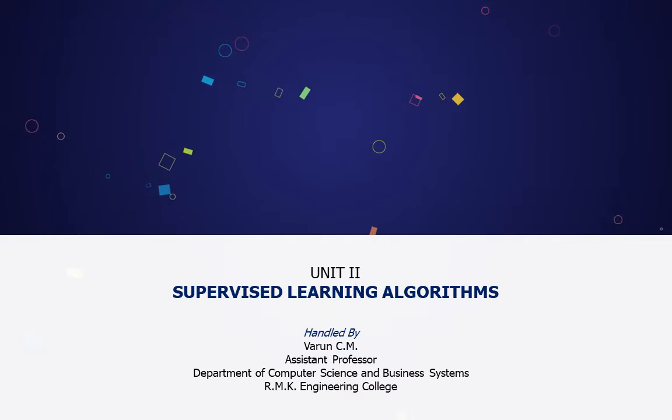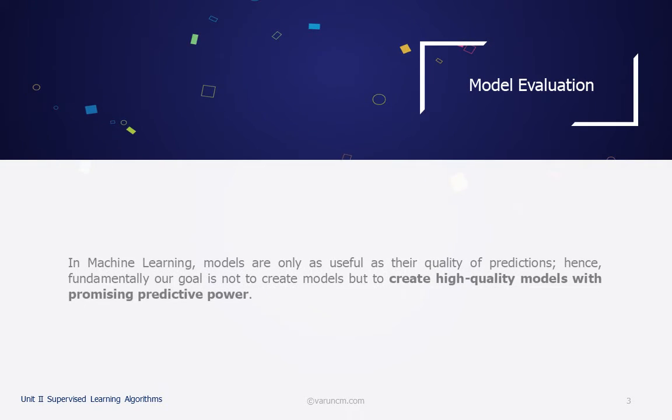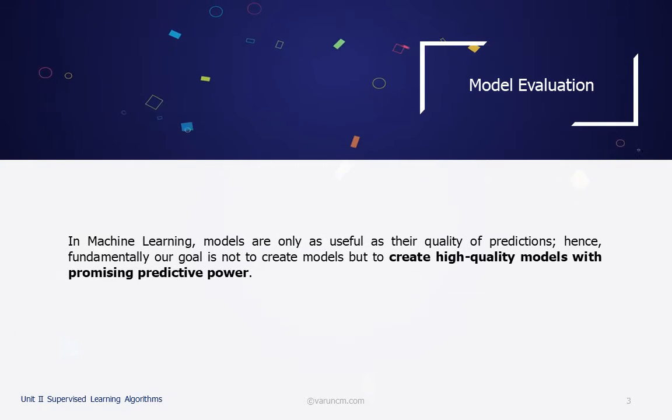Today in this machine learning concept we are going to discuss the various metrics by which you can evaluate machine learning models. Before getting into this, we are going to start with model evaluation, where we are going to look into things like precision, recall, F1 measure, accuracy, and area under curve. First, we want to know what this model evaluation is.